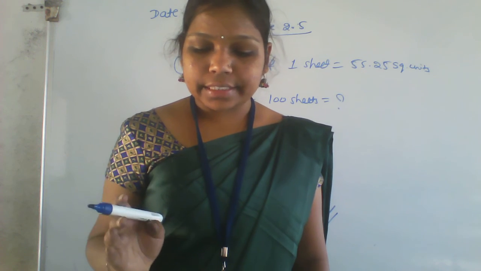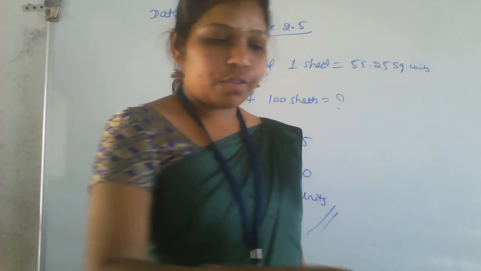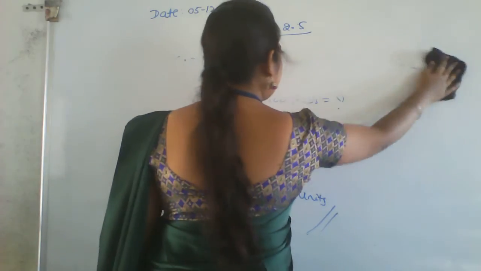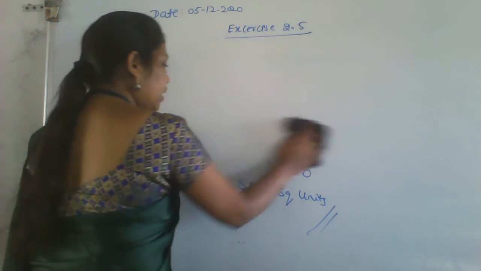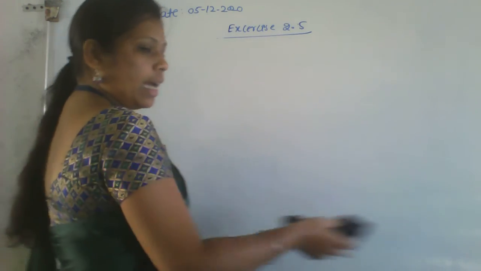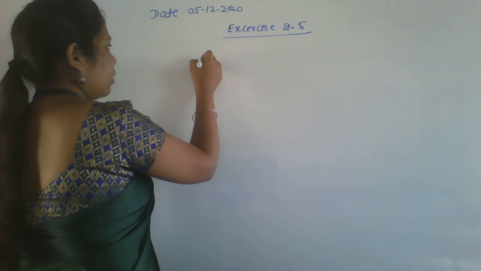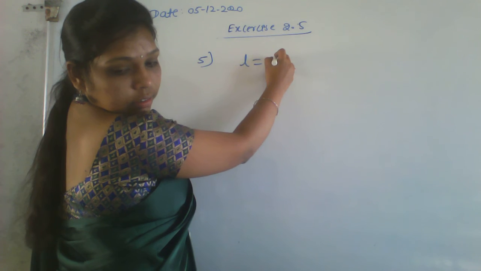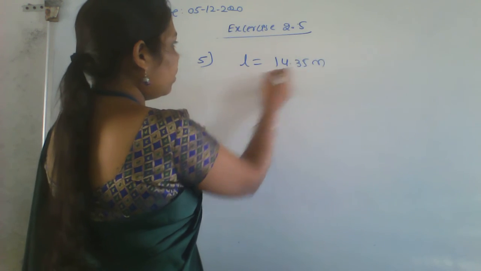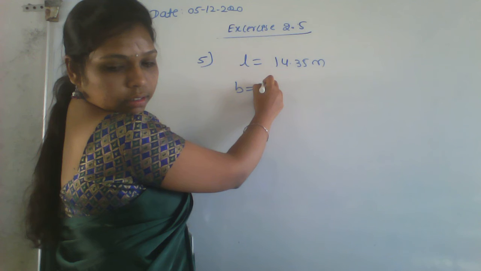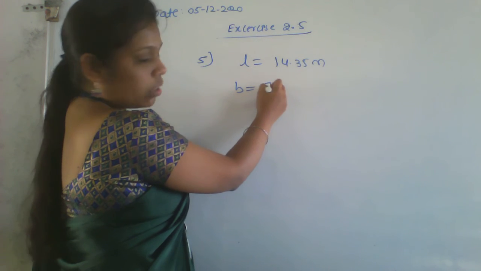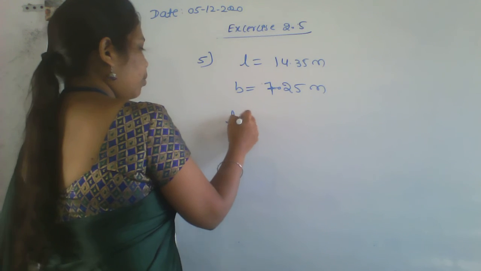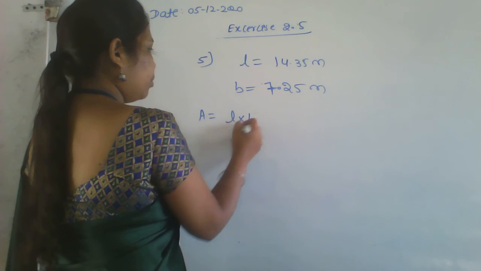Find the area of the rectangular plot whose length is 14.35 and breadth is given. What is the area of a rectangle? Area of a rectangle is L into B. L also given and B also given. L is 14.35 meter and breadth is 7.25 meter. So fine. Area is equal to L into B.